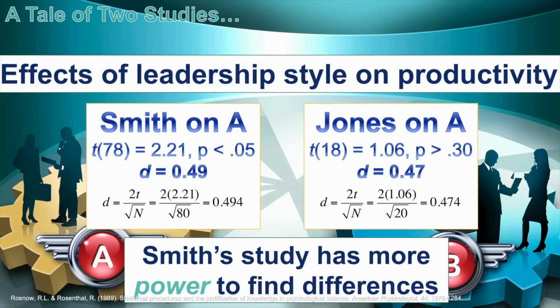And what we have was Smith's study having more power because those 78 degrees of freedom, that means there were 80 people in this study. There were two groups of 40, whereas Jones had two groups of 10, a total of 20 in his study. His study was underpowered. It was less likely to find statistically significant differences. It's a matter of sample size to determine the effect, not just the probability or the p-value.